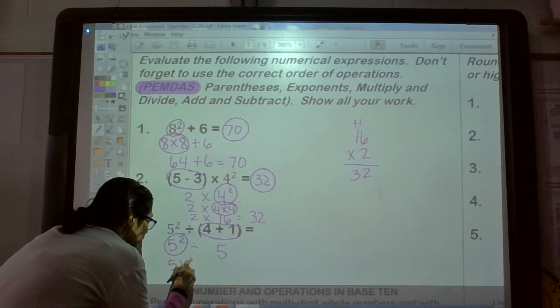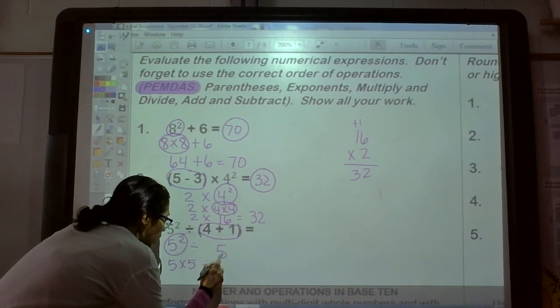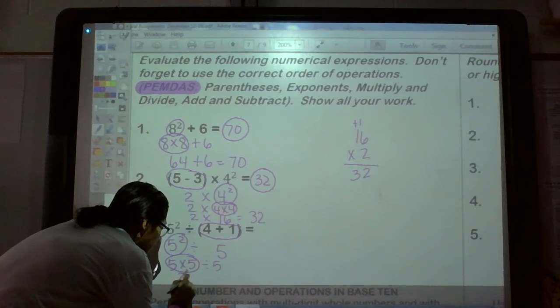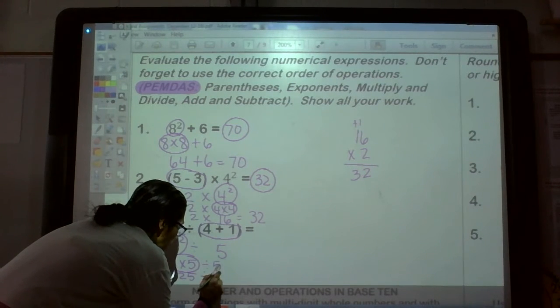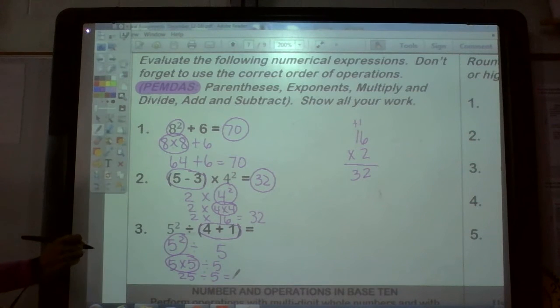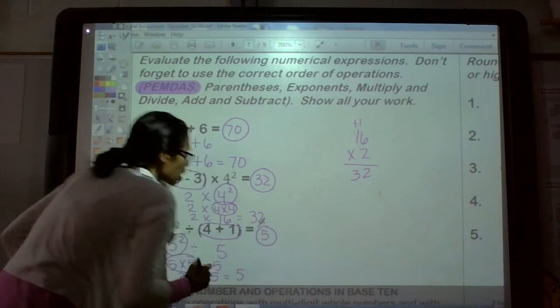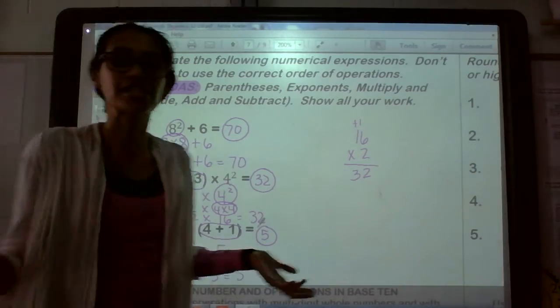5 times 5 divided by 5. And what is 5 times 5? 25 divided by 5, which is, what's that? That's so easy. That is 5. Bam. I'm going to write my answer right there. We are off to a great start.